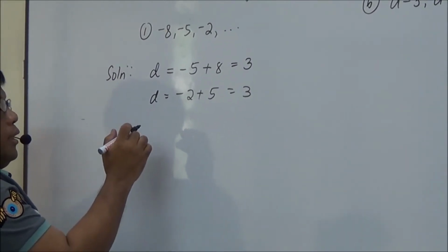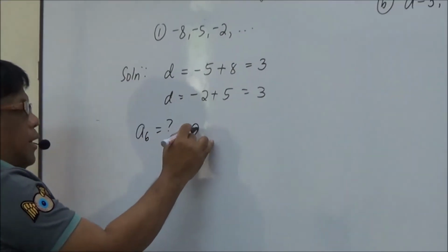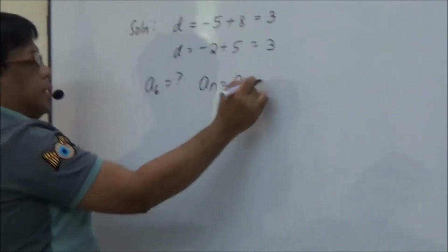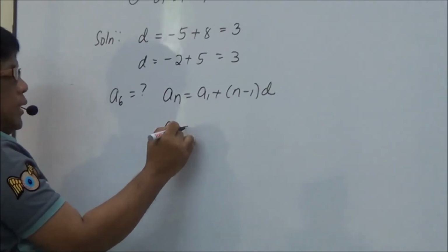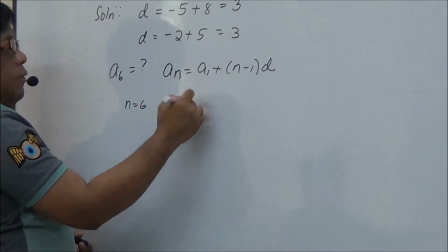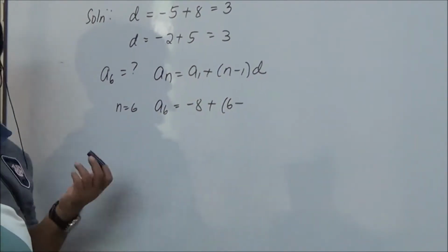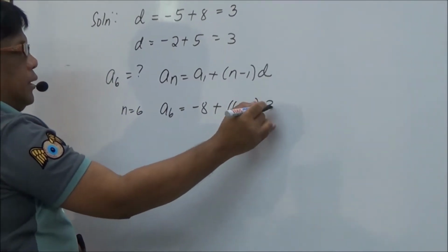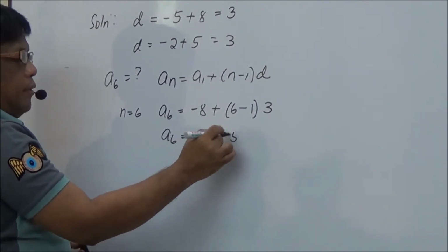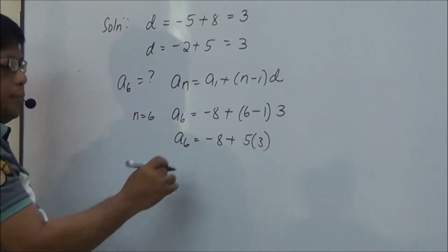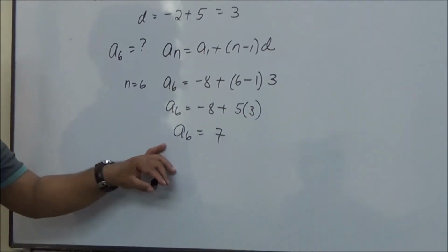Since we have already found the common difference, let us now define the sixth term. The sixth term is denoted by a sub 6, and we'll make use of the formula a sub n equals a1 plus (n minus 1) times d. Replacing n with 6, a1 is the first term, negative 8, plus (6 minus 1) times d, which is 3. So a sub 6 is negative 8 plus 5 times 3, so we have negative 8 plus 15 equals positive 7. That is your sixth term.